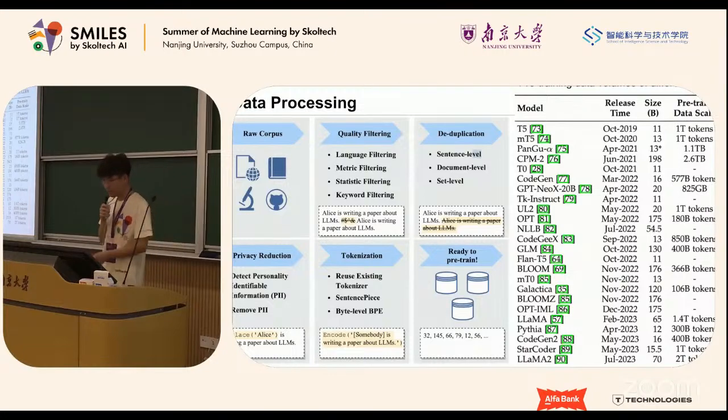On the right, this table tracks the release time, size, and the pre-training data scale of various landmark models, showing the rapid scale up from T5 with 1 trillion tokens in 2019 to Llama 2 training tokens in the middle of 2023. And existing models may be trained for 30 training tokens.